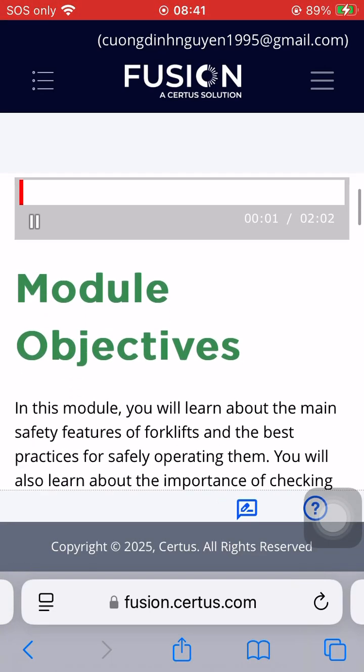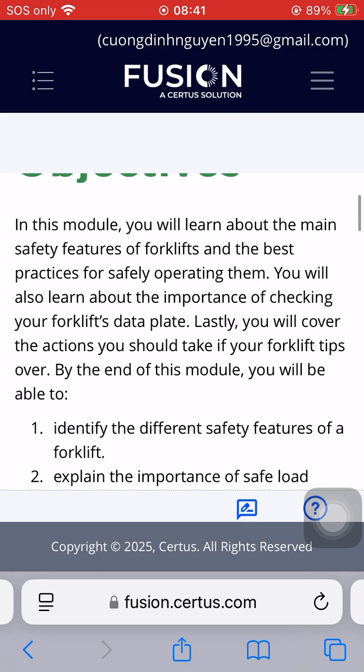Module Objectives. In this module, you will learn about the main safety features of forklifts and the best practices for safely operating them. You will also learn about the importance of checking your forklift's data plate. Lastly, you will cover the actions you should take if your forklift tips over.